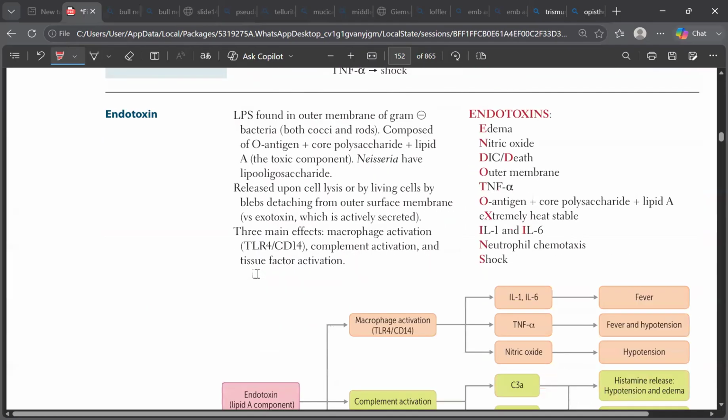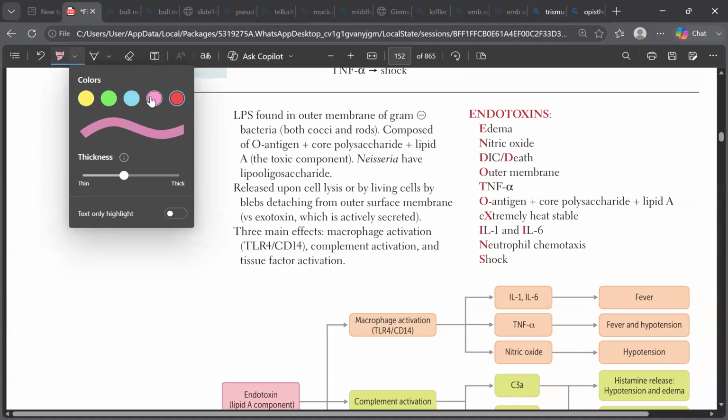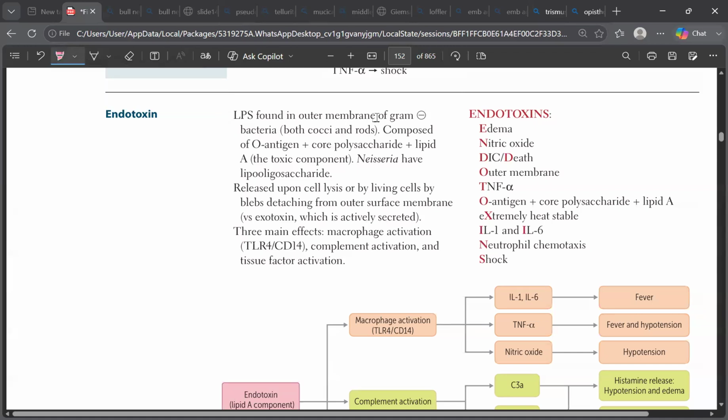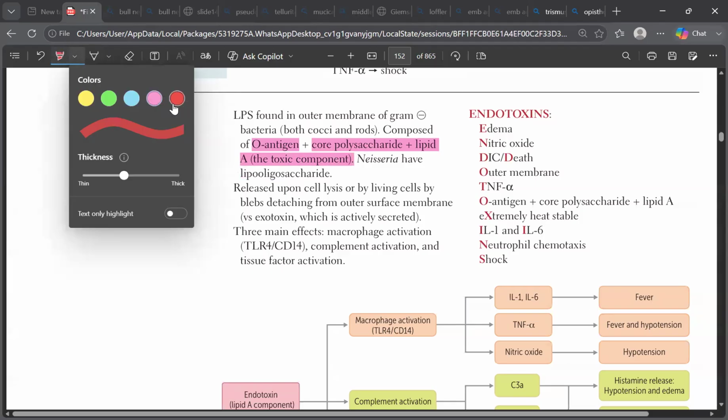Then we have endotoxins. Endotoxins are, as we have discussed in the previous part, LPS found in the outer membrane of gram-negative bacteria, both cocci and rods. They are composed of O antigens plus core polysaccharide plus lipid A, the toxin component. Neisseria have lipo-oligosaccharide. So Neisseria are such fussy organisms.